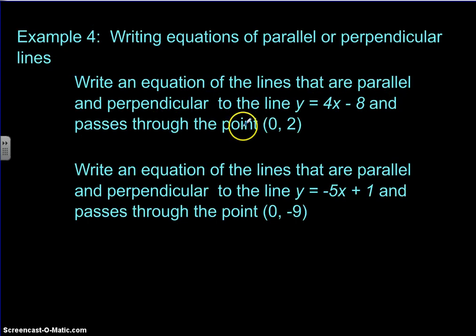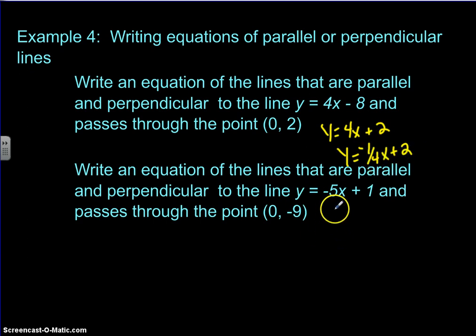Writing equations of parallel or perpendicular lines. Write an equation of the lines that are parallel and perpendicular to the line y equals 4x minus 8 and passes through the point 0, 2. Well, we're going to write 2 equations, one that's parallel and one that's perpendicular. The first one is parallel, so it has the same slope. But the y-intercept is this. Now, the second one is perpendicular, so it doesn't have the same slope. It's the negative reciprocal. So you flip it and change the sign, but it still goes through that point, so that is the y-intercept for both of these.